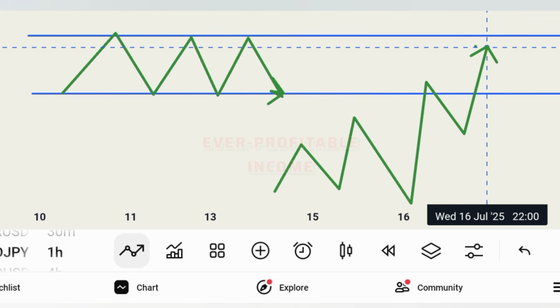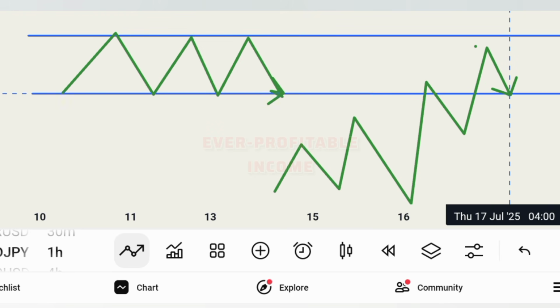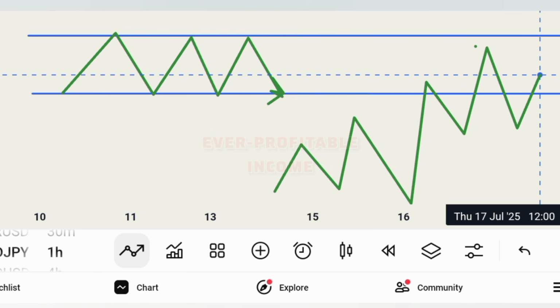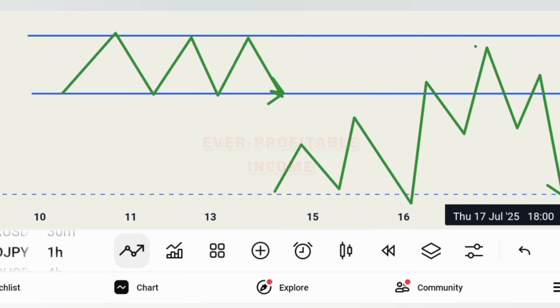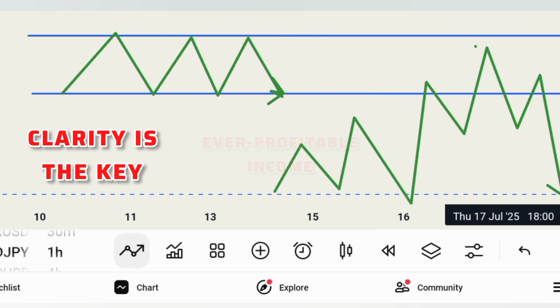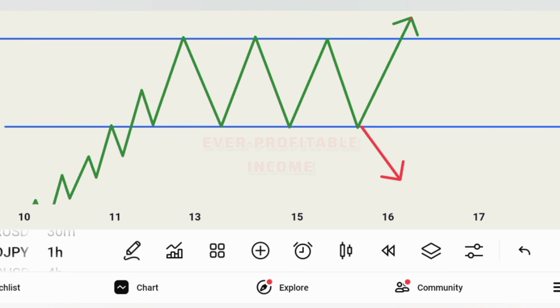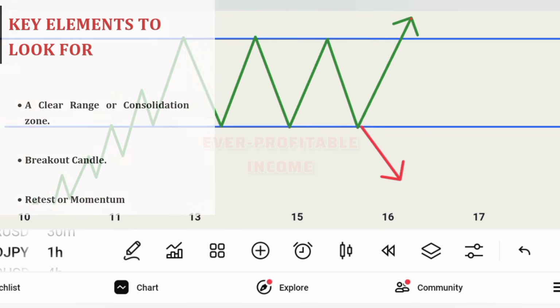This is a choppy range. Although it's consolidating, the consolidation is not very clear, and trading this kind of breakout might get you trapped. So when you see a consolidation zone that looks something like this, that is not very clear, just stay away from it. Clarity is the key. So make sure you look out for a consolidation range that is very clear. Another thing you have to look out for, the second thing you should look out for, is a breakout candle.